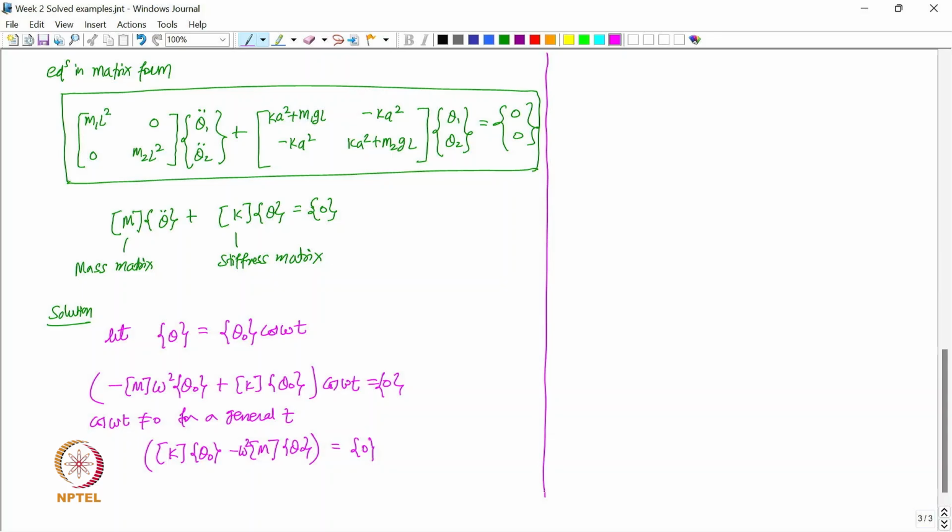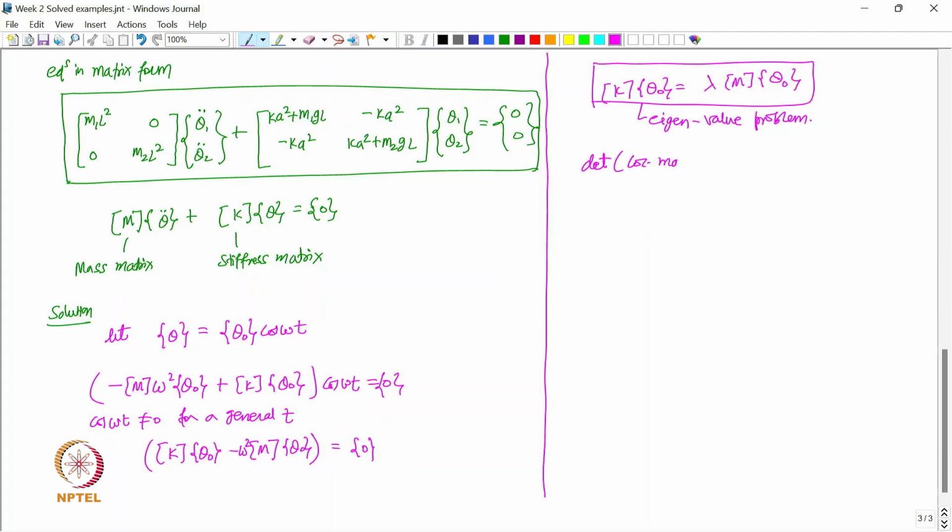Let us further write on this side. We can therefore say that k theta naught is equal to, if I call this quantity lambda, omega square, then lambda m theta naught, correct. So, this is nothing but the eigenvalue problem. Therefore, to solve this problem, the determinant of the coefficient matrix must be 0, correct.